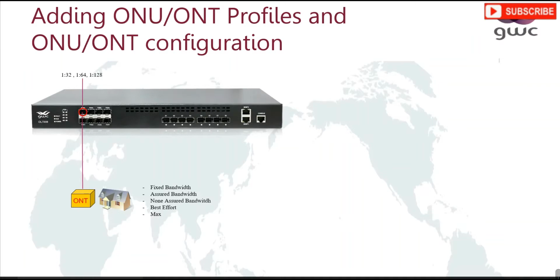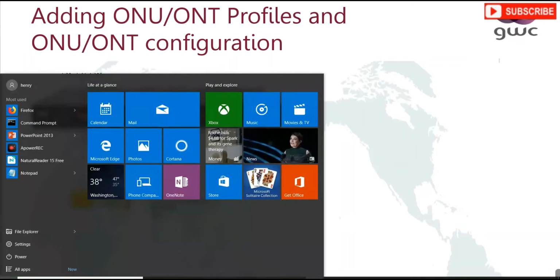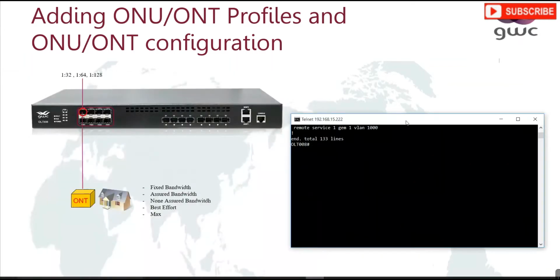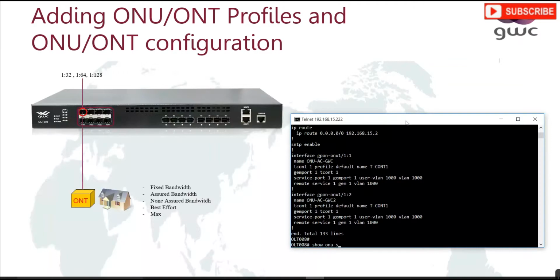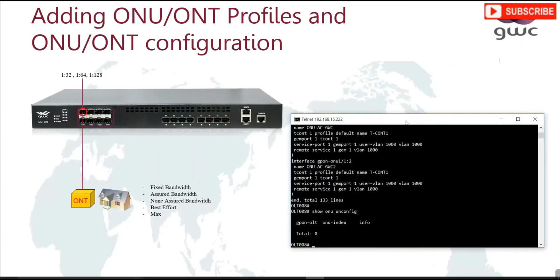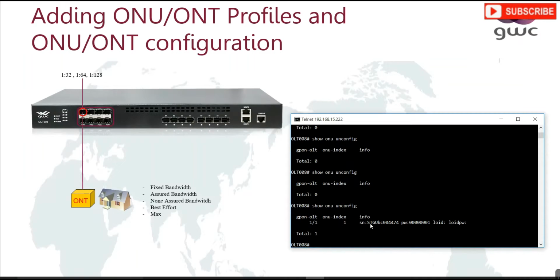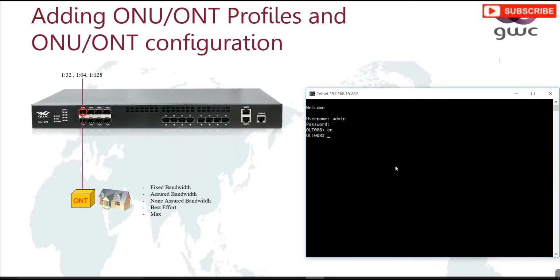Now let's configure the ONU on PON ports. I will connect one ONU or ONT in PON port number 1 and check the device status. To check the status, enter show ONU unconfig. Check if the device is detected or not. Now the device is detected. Let's register the ONU to the PON port.